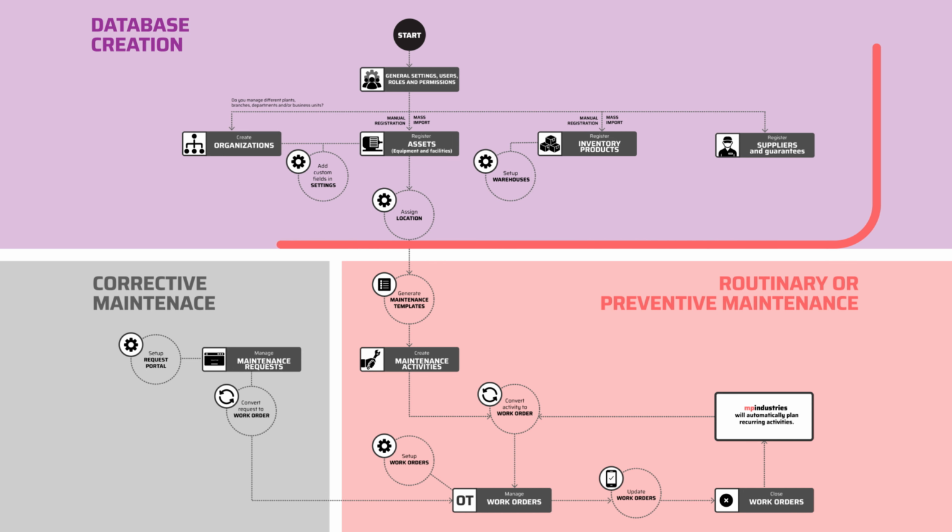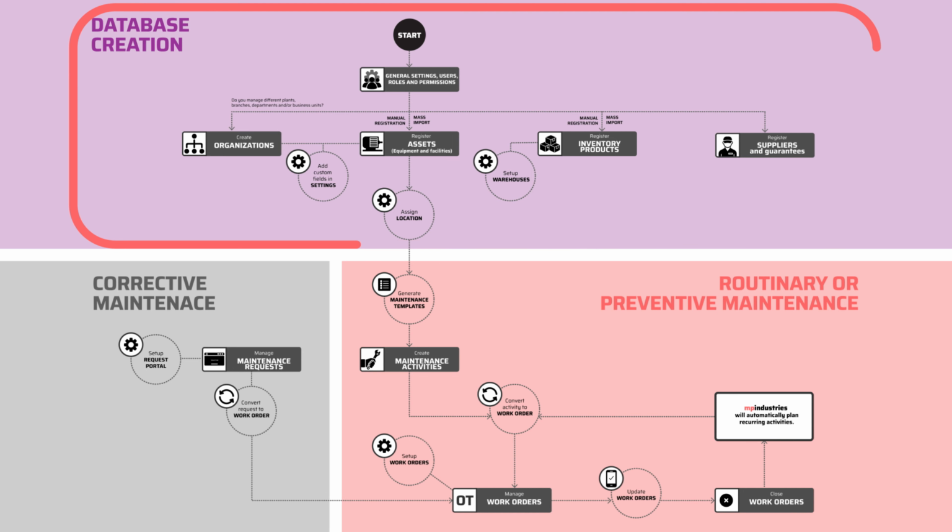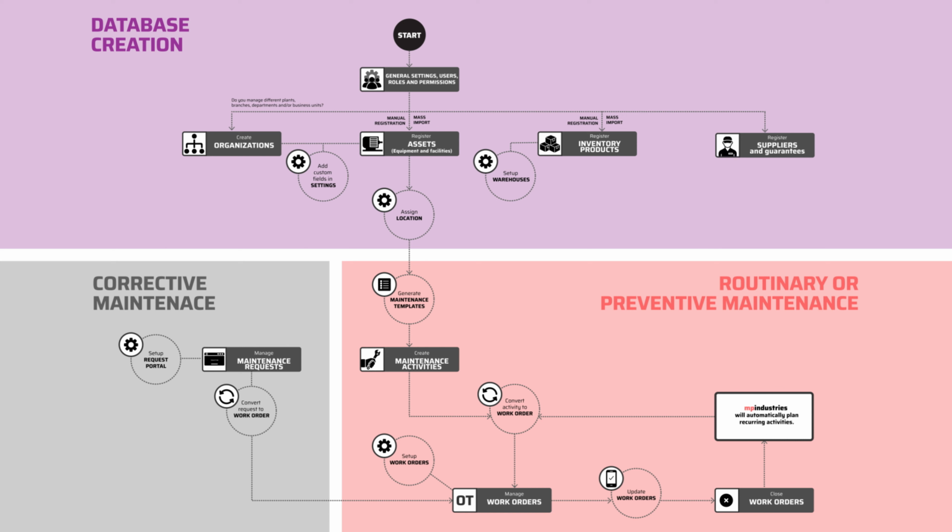In the previous video, we established the asset and location hierarchy, registered organizations to streamline company management across units, plants, departments, or other distinct business units, set up warehouses stocked with diverse inventory products, and formalized contracts with suppliers to bolster the maintenance department's operational support.